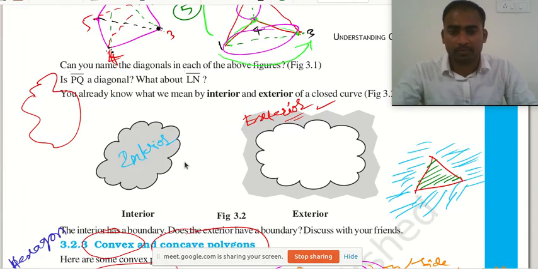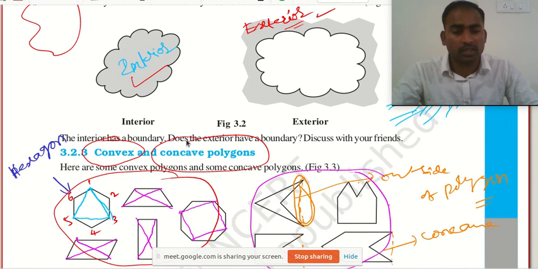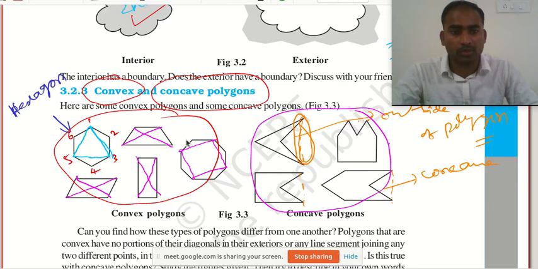Next, we learned about the interior and exterior of any closed curve. Interior means inside of the curve, and exterior means outside of the curve. Clear? Then what is a convex and concave polygon? If I make the diagonals inside the polygon, that is known as a convex polygon. If I make a diagonal outside the polygon, that is known as a concave polygon.